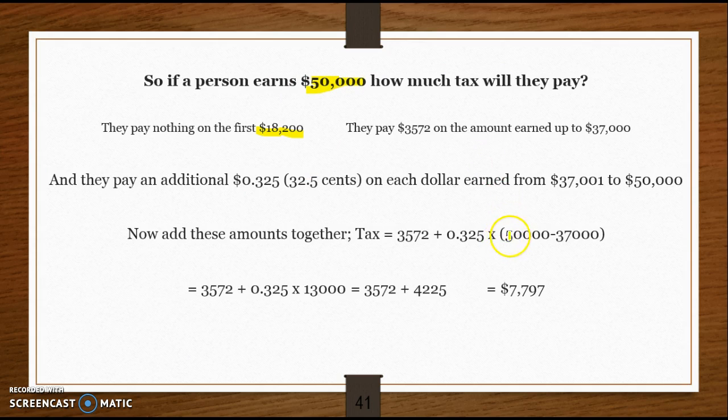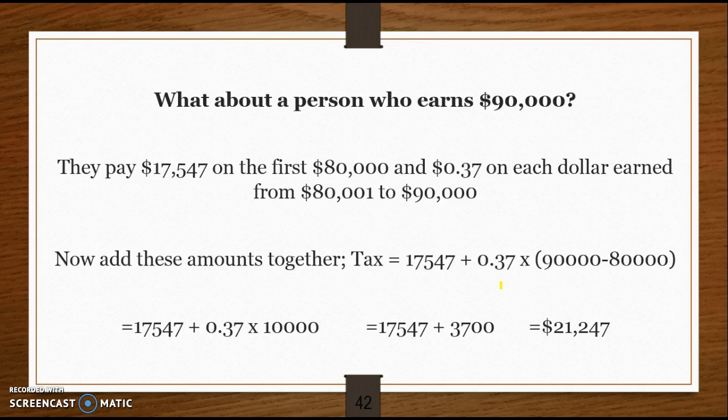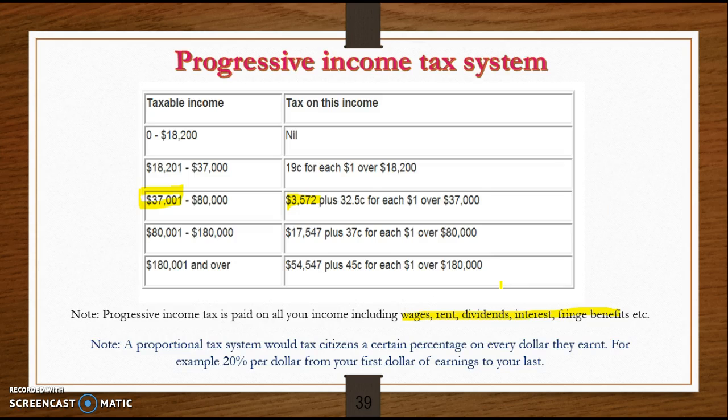And for that $13,000, so the $50,000 that you earned minus the $37,000, you will pay tax at a rate of 32.5 cents per dollar. So to work out your total tax, it's the $3,572, which is your tax on your first $37,000, plus 0.325 times the $13,000 you earned above $37,000. And then you end up paying a total tax of $7,797.